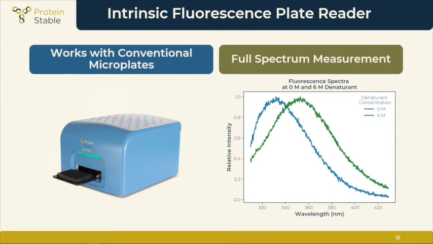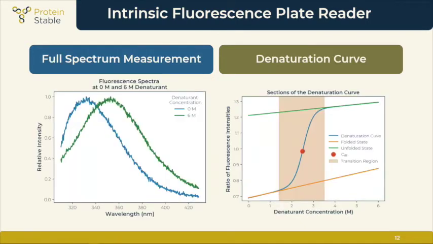Commonly, the parameter used is the ratio of intensities, which we've got shown on the plot on the right here, showing our denaturation curve. And we've got our characteristic features here. We've got the lower plateau region, we've got the upper plateau region, this being our folded and unfolded states respectively. We have the transition region highlighted in the shaded area there.